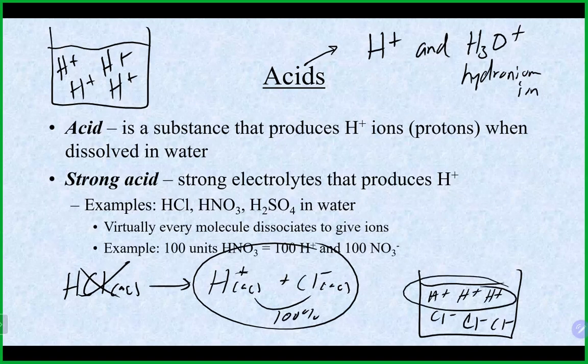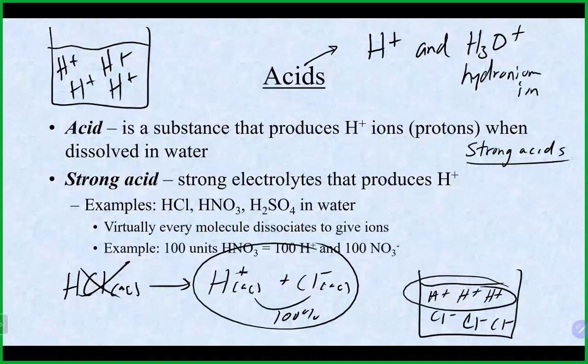It just pretty much needs to go for a swim, and it's going to produce a bunch of free H plus really quickly in that solution, and thus it's going to become pretty acidic because of those H pluses going around. Now, any strong acid like that will do that. If you had nitric acid, which is HNO3, you would have 100% H pluses and 100% nitrates floating around in that solution.